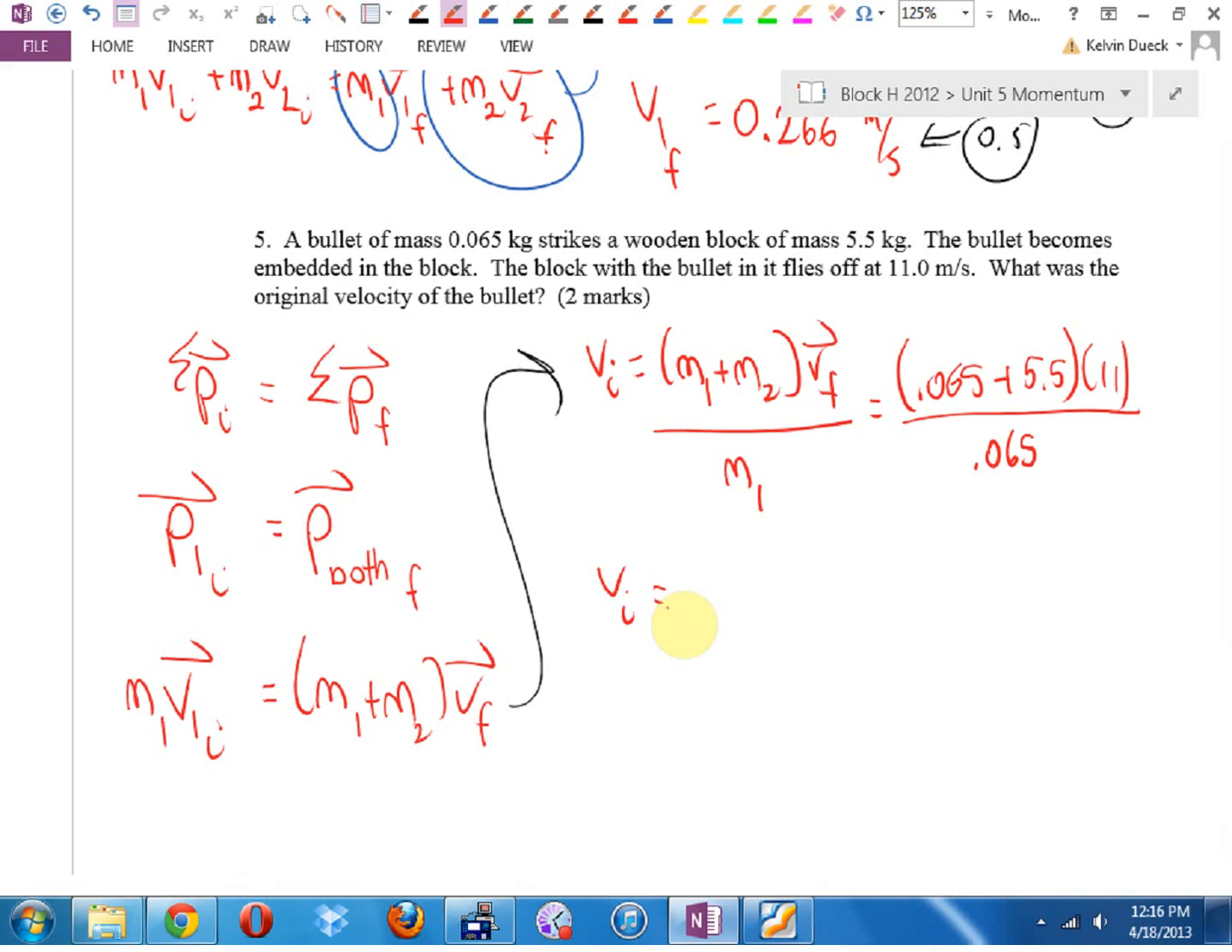This is for a reason. I'm not trying to make fun of you. I'm doing this, you'll see in a second. It's a bonus, but it's not the purpose. I'm doing that thing up there, right? Yep. So bracket 0.065 plus 5.5, close bracket, times 11.